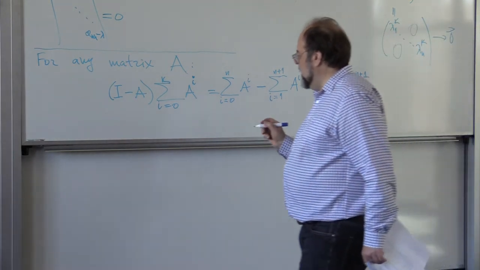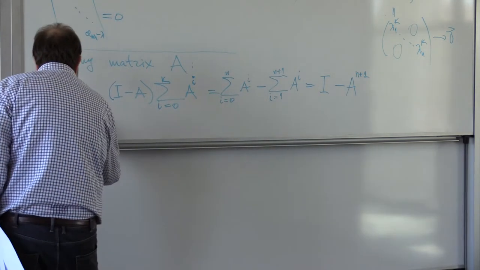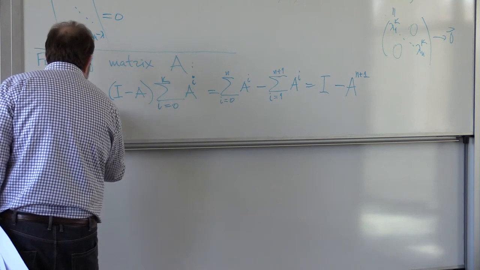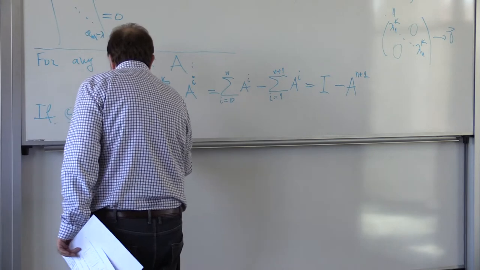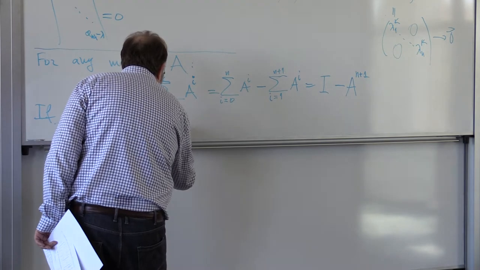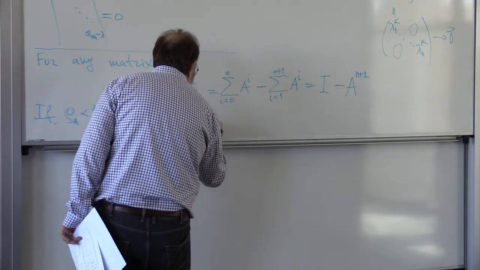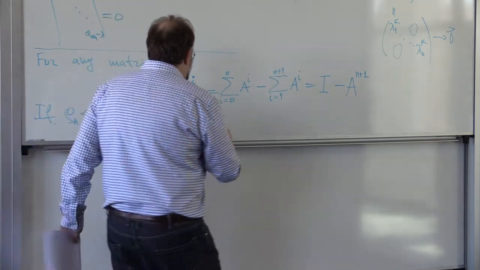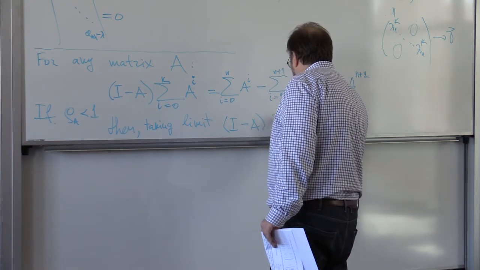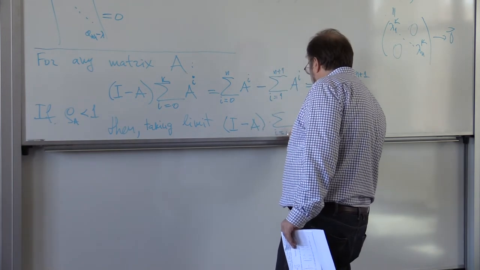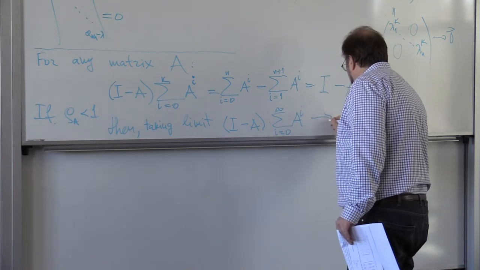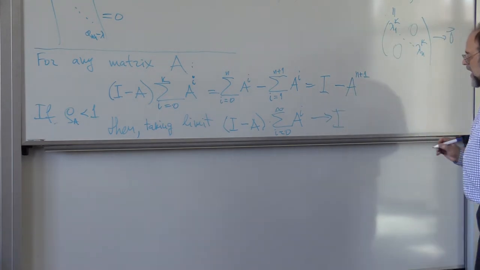So what does this mean? If I take the limit, if rho of A is smaller than 1, then taking the limit, I get the following. I get that I minus A times this infinite sum, i equals from 0 to infinity of A to the i, will converge to I, right?